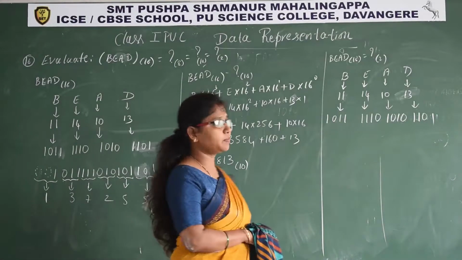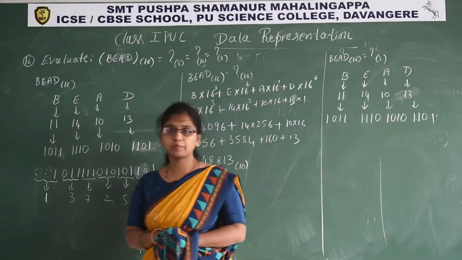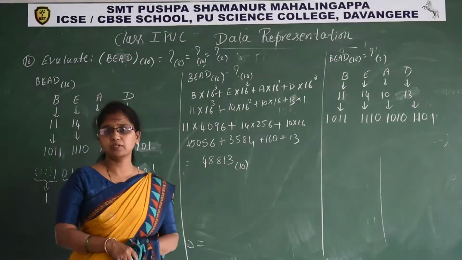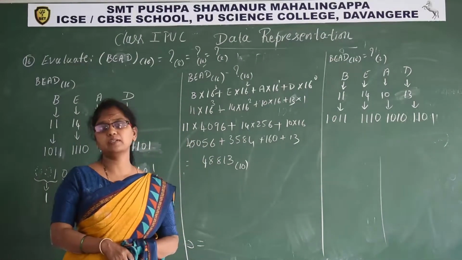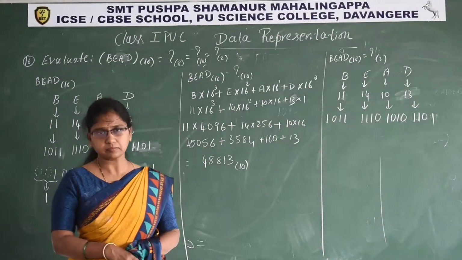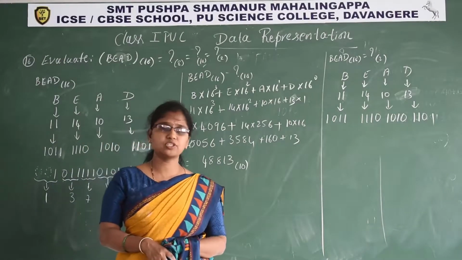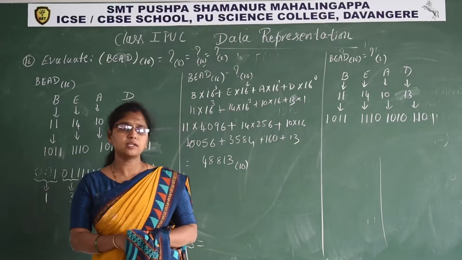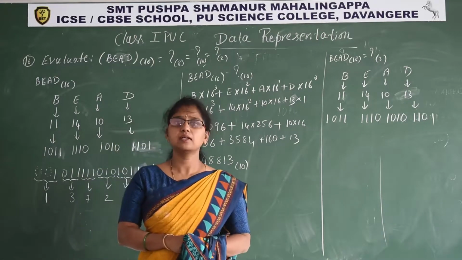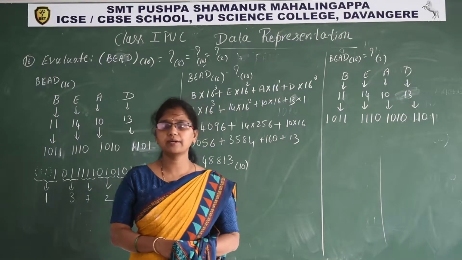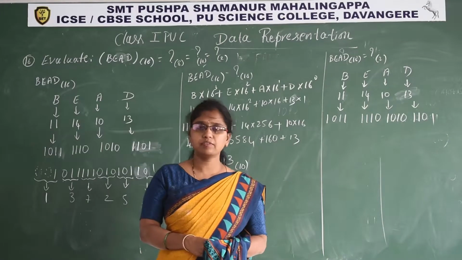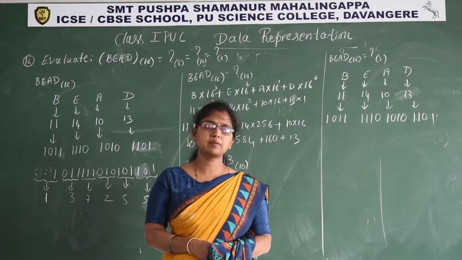So what are the possible questions asked from this chapter? What is meant by a positional number system? What is a non-positional number system? Then examples for positional and non-positional number systems. In positional, there are different categories: binary, octal, hexadecimal, and decimal number systems. After that, conversion from one number system to another.